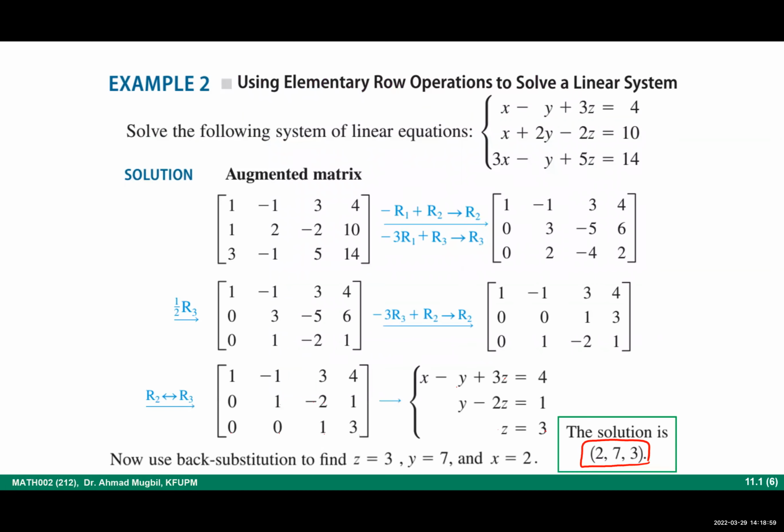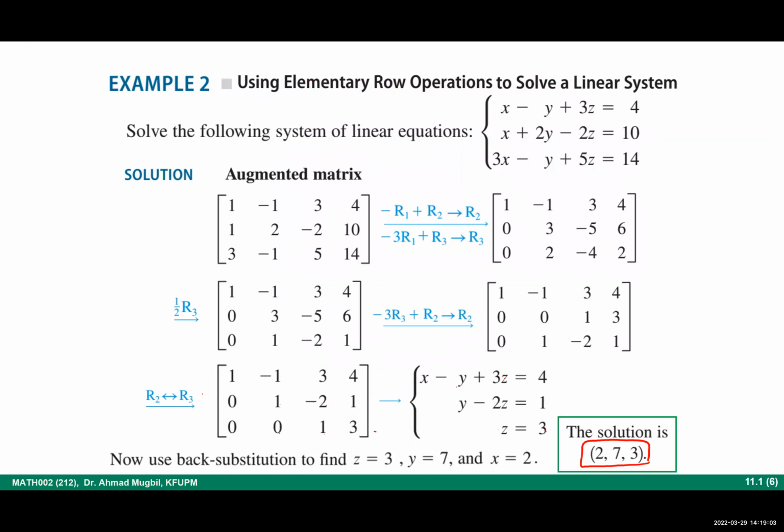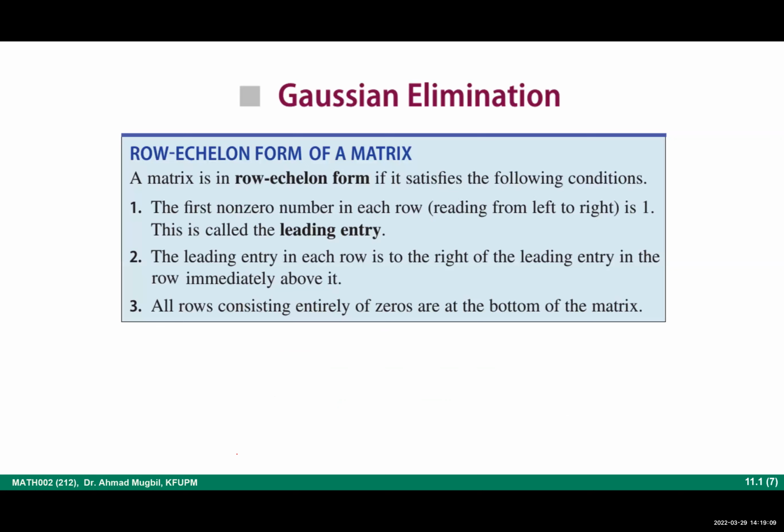It will be more clear, Shabab, for you when we mention the row echelon form. What we have here is called row echelon form. What is the row echelon form? A matrix is written in the row echelon form if, number 1, the first non-zero number in each row, reading from left to right, of course, is 1. What is that? Any number after zeros that is not 0 should be 1.